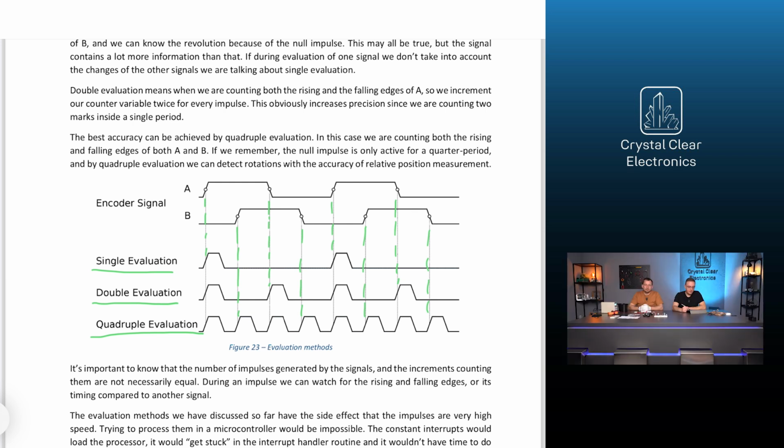The evaluation methods we have discussed so far have the side effect that the impulses are very high speed. Trying to process them in a microcontroller would be impossible. The constant interrupts would load the processor. It would get stuck in the interrupt handler routine.